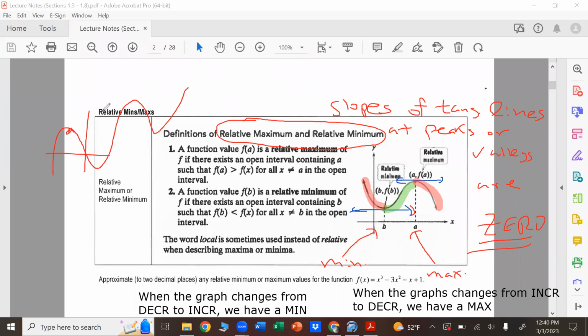Totally. Those are all relative maxes. Those are all relative mins. You can totally have something like that, right? 100%. Yeah, these would be maxes. These would be mins.